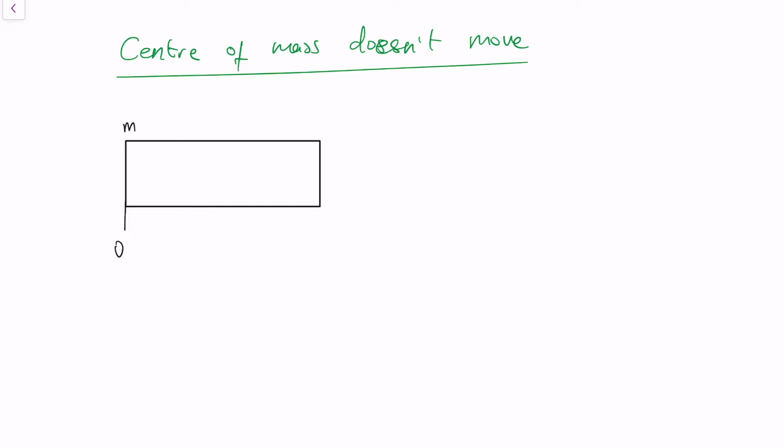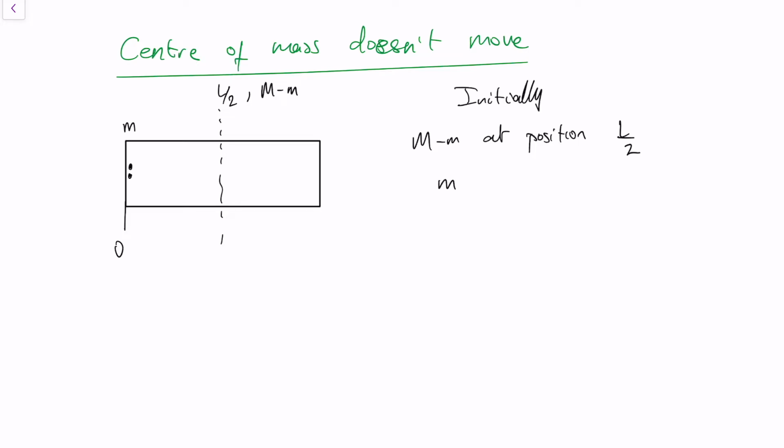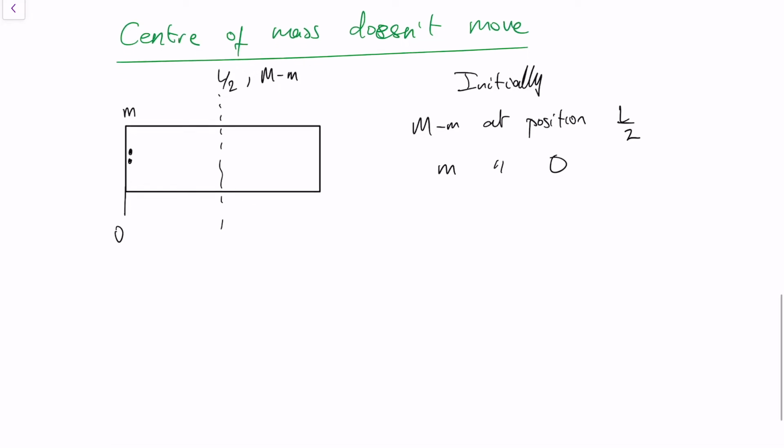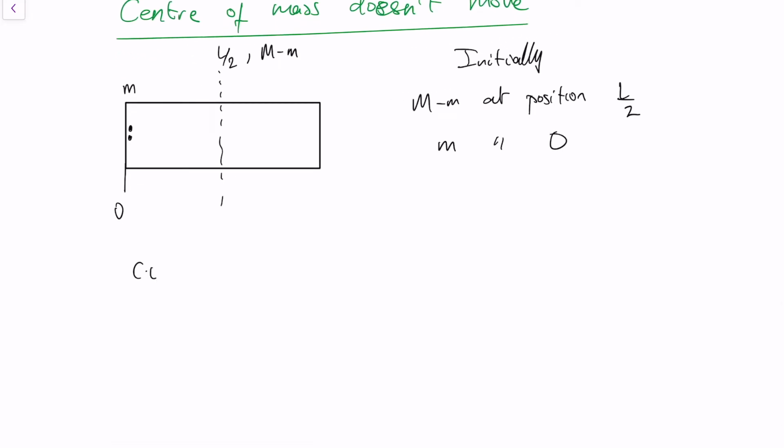So initially we have photons here, right? And then we have the center of mass here, which is at L over 2, because the length is L, and the mass is M minus m. In other words, M minus m at position L over 2 initially. And the photons are at the origin O. So initial position, center of mass, I'm going to call I for initial.